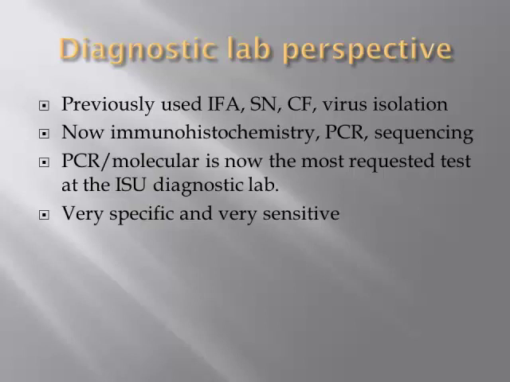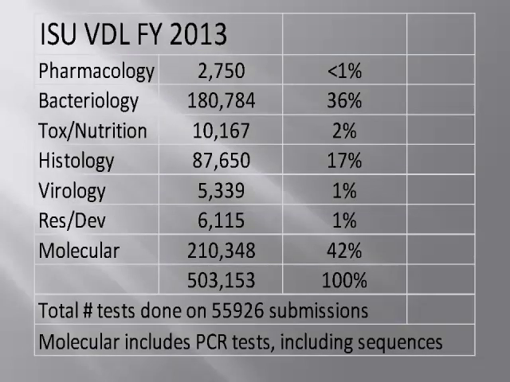Now with immunohistochemistry and PCR and sequencing, these tests are really old time. I'm sure they hardly ever get requested. PCR, or molecular testing, is now the most requested test at the ISU Diagnostic Lab. It's very specific, very quick, very sensitive. And again, our thanks to Roger Main from ISU, who shared this data with me. This is for the fiscal year 2013 at Iowa State.